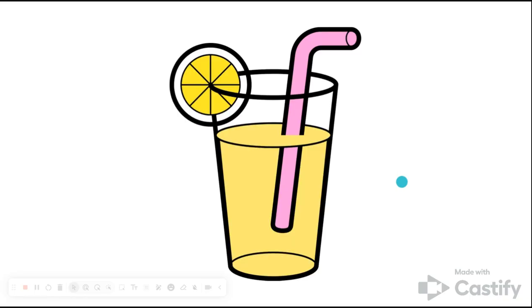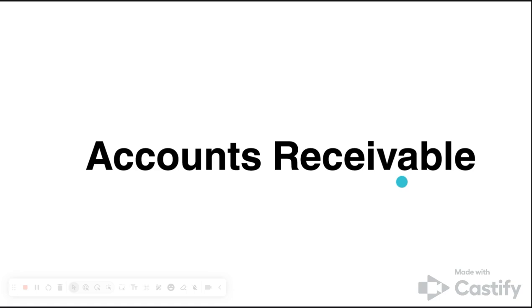Now let's look at the same exact situation using accrual accounting. The customer buys the lemonade, you already gave them the product, you already earned the revenue. So under accrual accounting, you record the $5 today, even though the customer hasn't paid yet. Instead of recording cash, you record something called accounts receivable. Think of accounts receivable as money customers owe you.